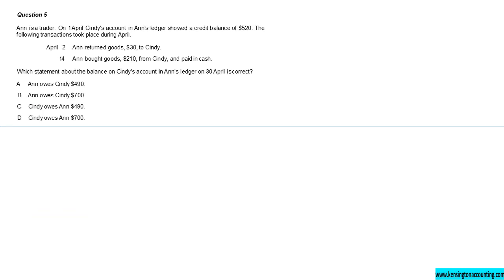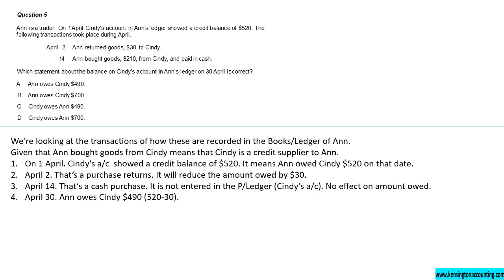Question 5. Anne is a trader. On 1st April, Cindy's account in Anne's ledger showed a credit balance of 520. Therefore, Cindy is a credit supplier to Anne, and Anne owes money to Cindy of 520 on that particular date. Now, there are two transactions.